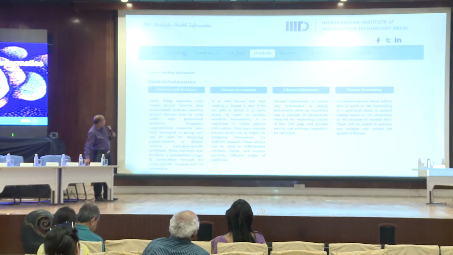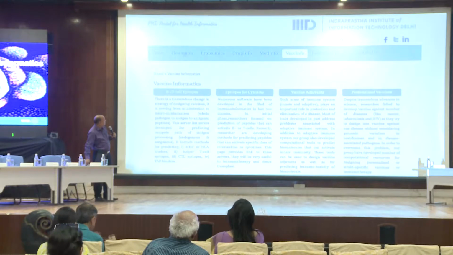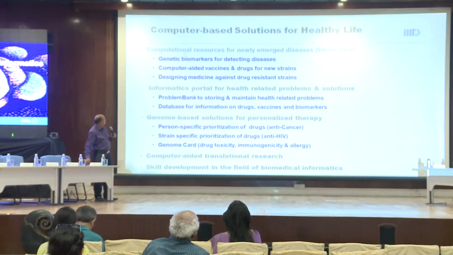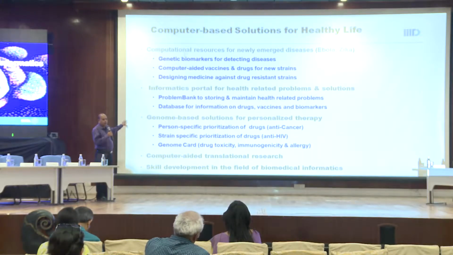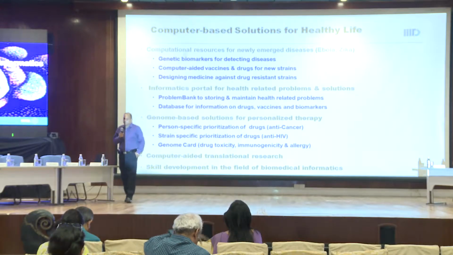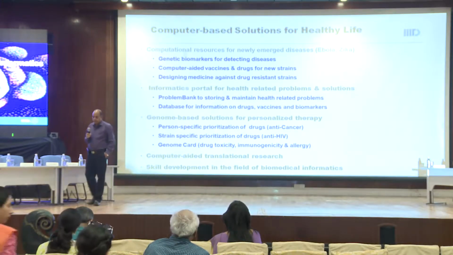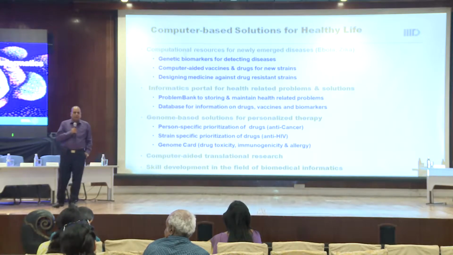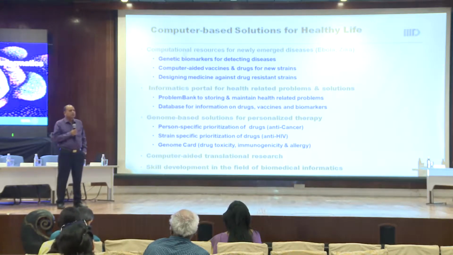So there are different sections. I'm not going into each section again. I will not take much time. Yes, these are the objectives our group has in mind for the future. It's very clear: computing and resources for newly emerged diseases. Today we are getting different diseases, different viral diseases, bacterial diseases. The question is, despite having a lot of servers and databases, can we handle these diseases effectively in a timely manner basically?